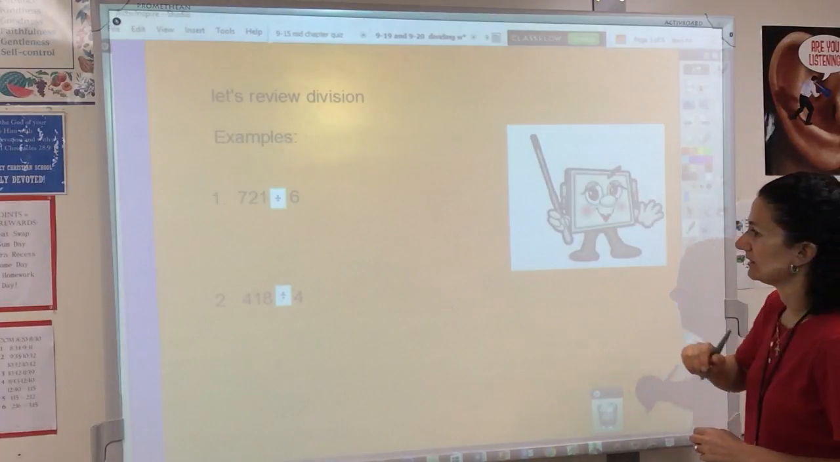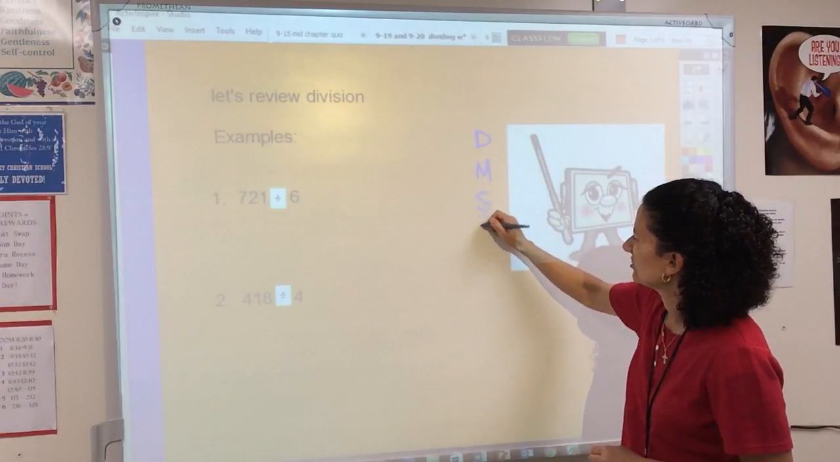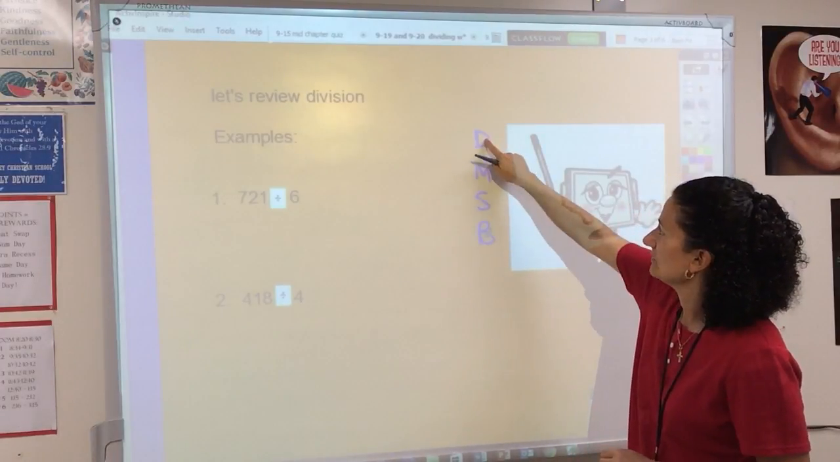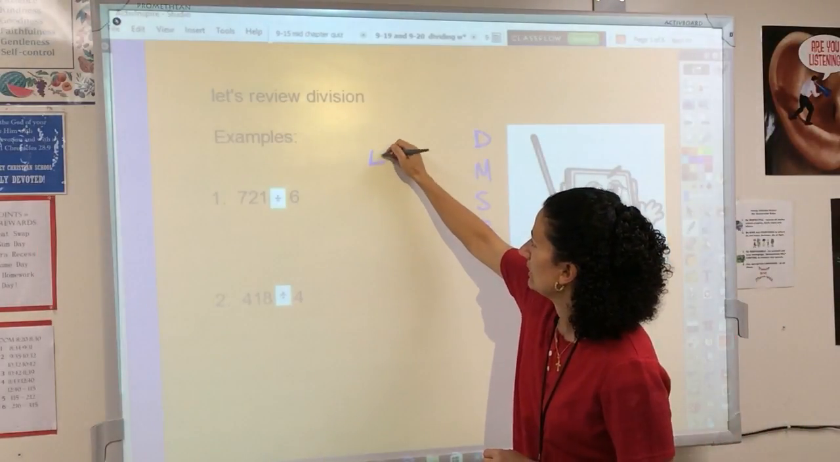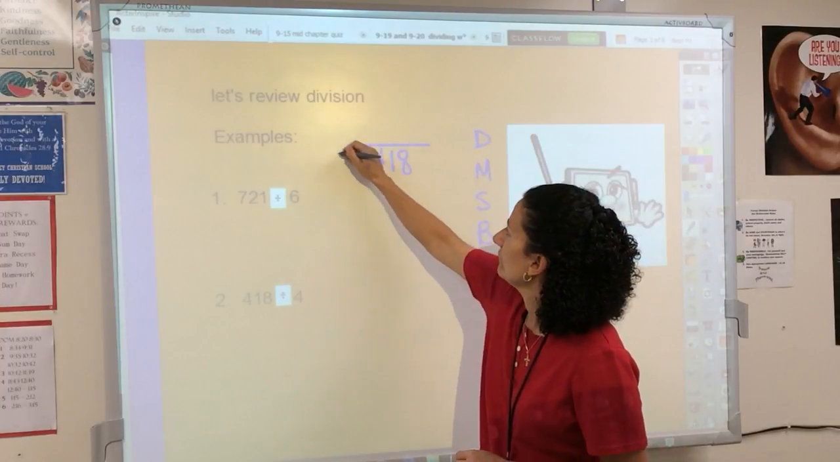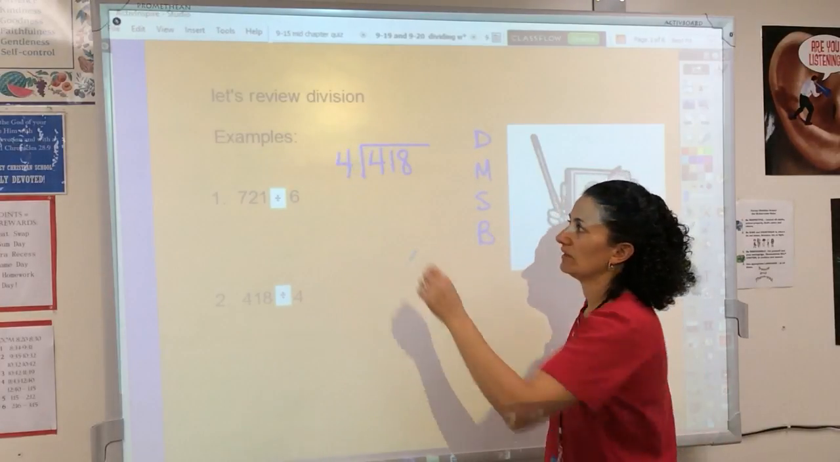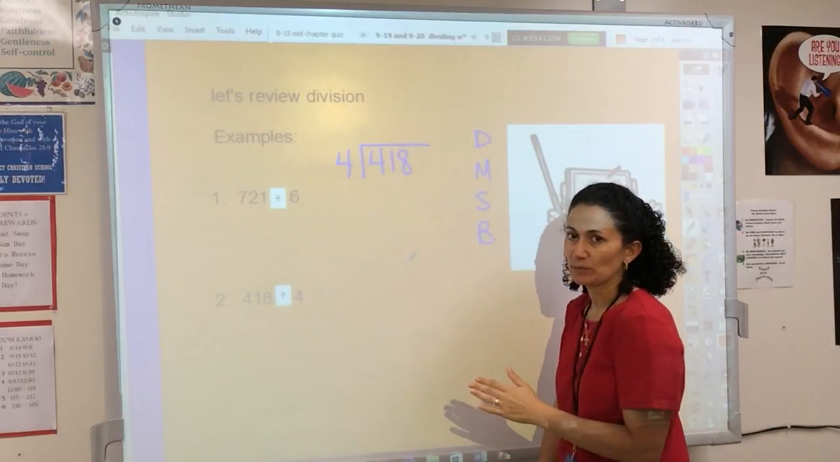Again, let's use the mnemonic device. Dad, mom, sister, brother. Okay, divide, multiply, subtract, bring down. If you didn't already know that. Now I'm going to divide 418 by 4. Okay, I'm going to divide the 4 into each little bit. So I'm breaking this into the separate parts.